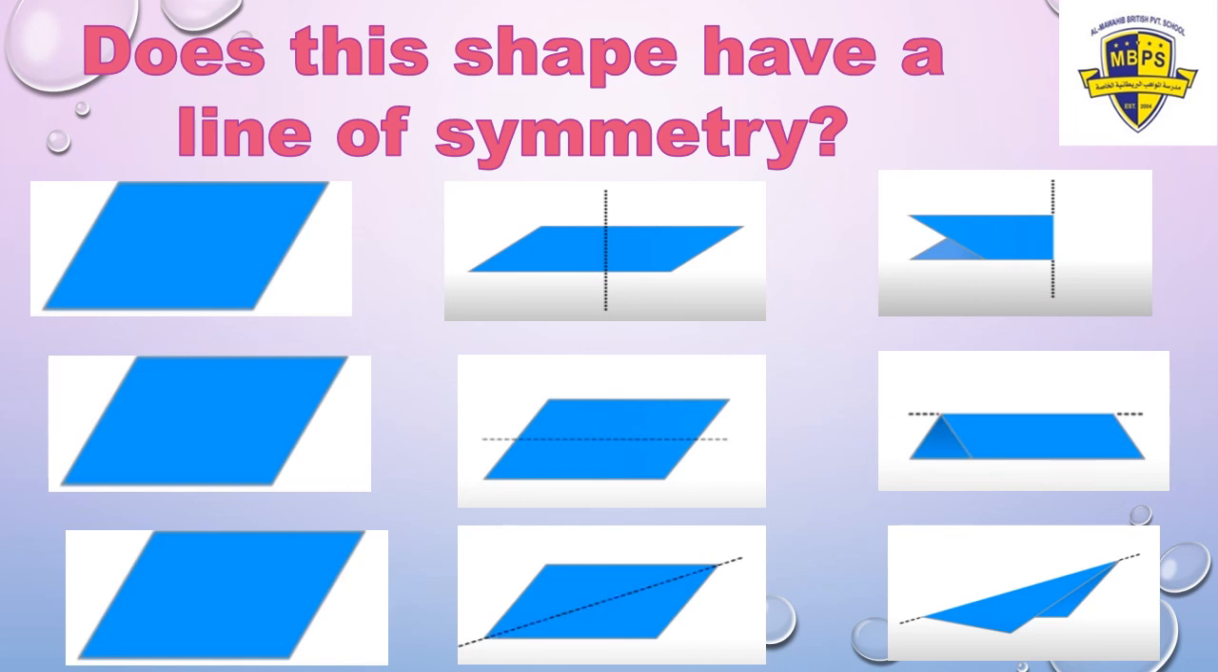So children, what do you understand from this slide? That there are some shapes and objects which do not have a line of symmetry. Okay?